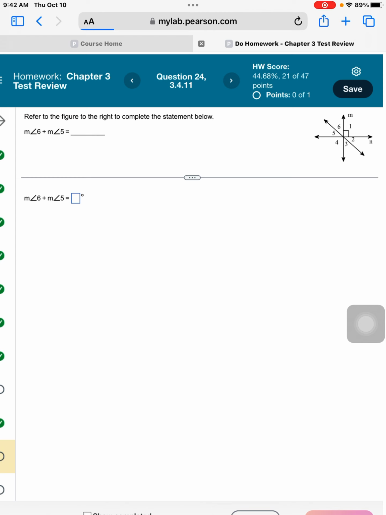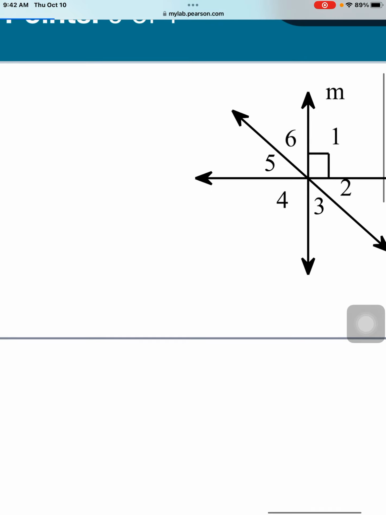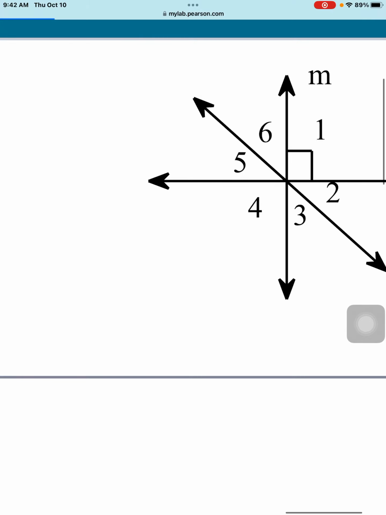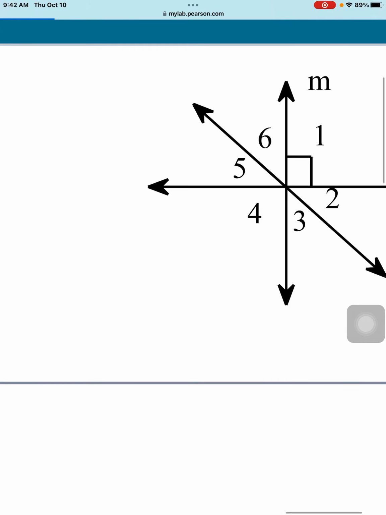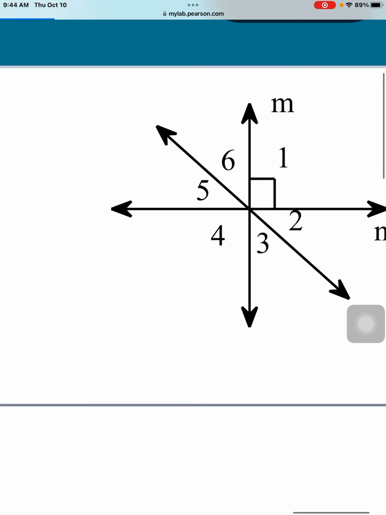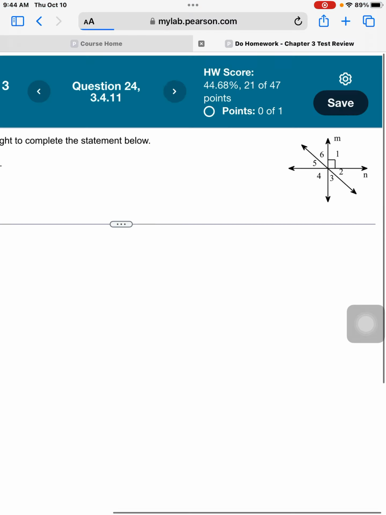Refer to the figure to the right. Okay, so it's saying measure angle 6 and measure angle 6 plus measure angle 5 equals what? Guys, we know that. 5 and 6. If I know that measure angle 1 is 90, then I know that this one also has to be 90 because of the property that if 2 lines intersect and they form a 90, all other 4 angles created are 90. But even if I didn't know that, I know that measure angle 1 and 6 plus 5 is a linear pair. So 5 and 6 have to equal 90.